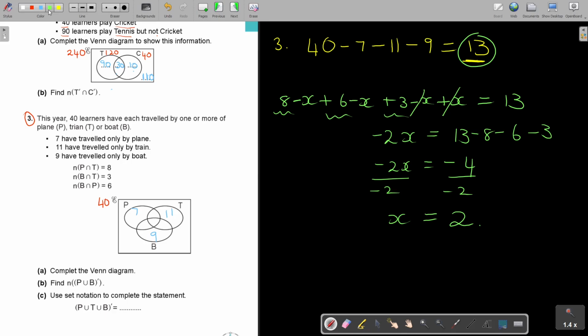So this one is going to become 6. The middle was 2. Then this one was 6 minus 2. That's going to become 4. And this one is going to be 3 minus 2, and this is going to become 1. And again, if you add all these values, you're going to get that 40.